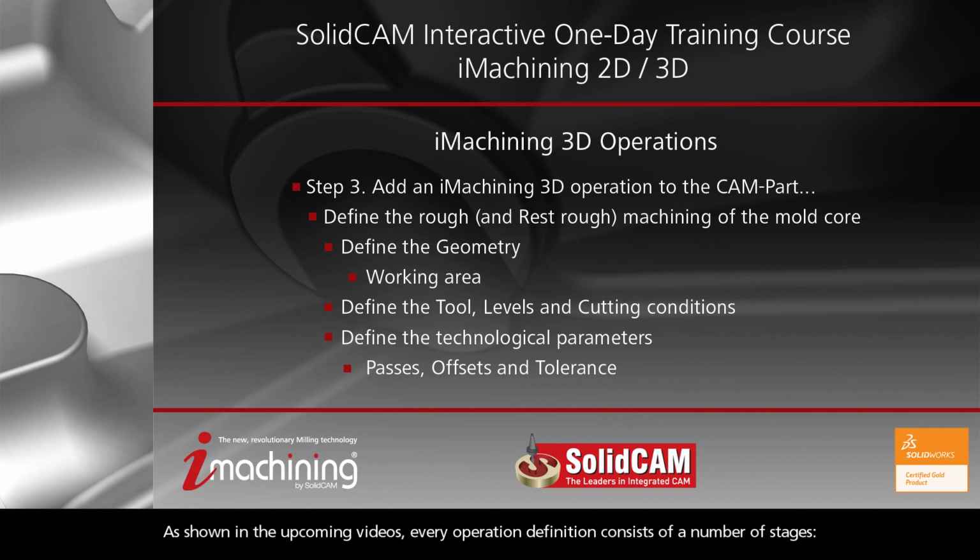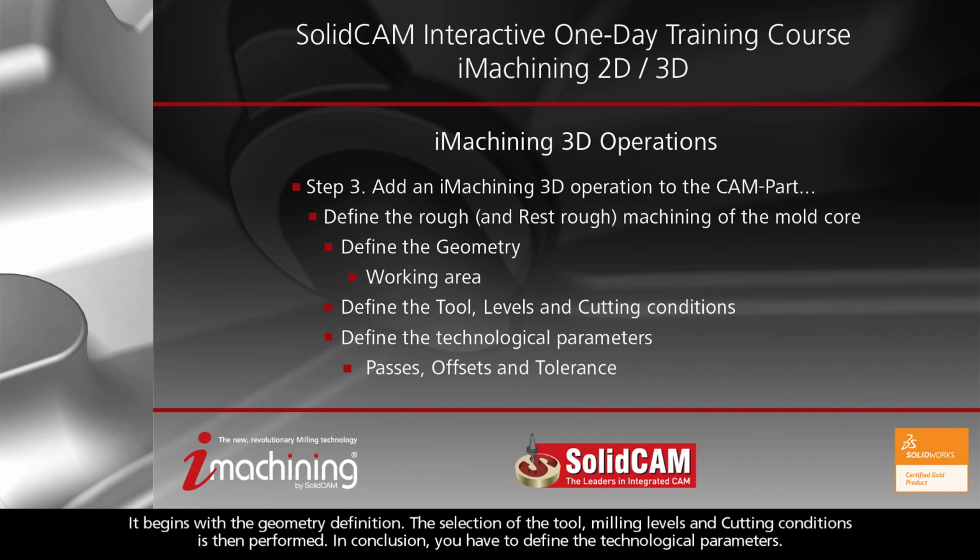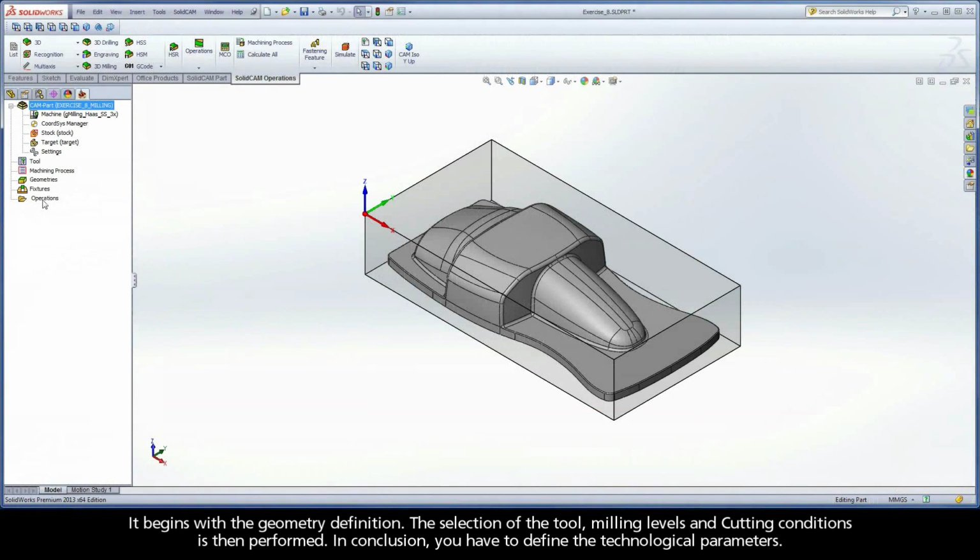As shown in the upcoming videos, every operation definition consists of a number of stages. It begins with the geometry definition. The selection of the tool, milling levels, and cutting conditions is then performed. In conclusion, you have to define the technological parameters.